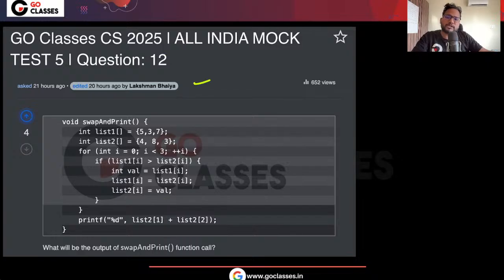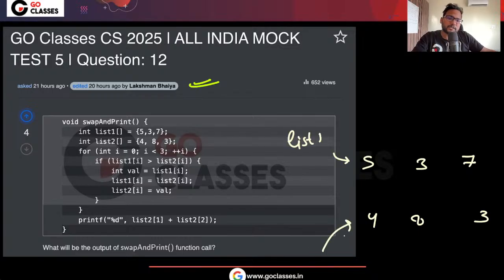This question was an easy one. What this question is saying is void swap and print. There was a function, and now they have two lists or two arrays. They are saying that if list of i, for example the first list is 5 3 7 and the second one is 4 8 3. If list one of i is greater, in that case you swap. If this is greater, then you have to swap.